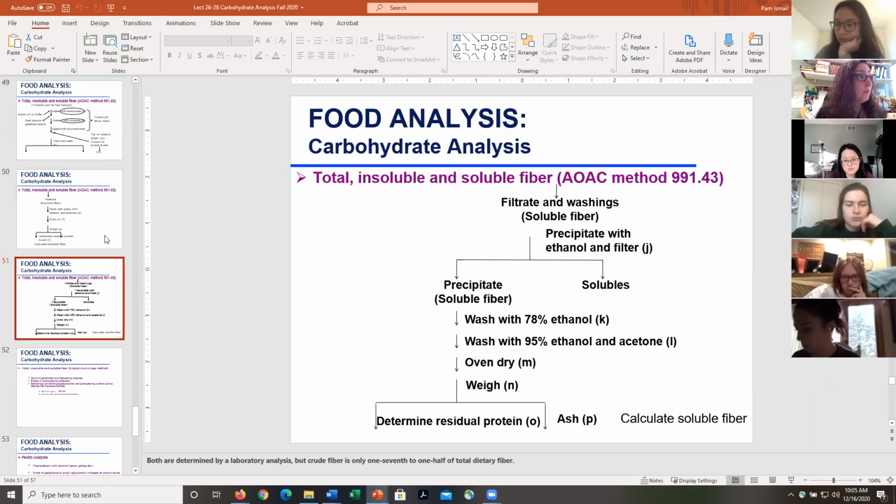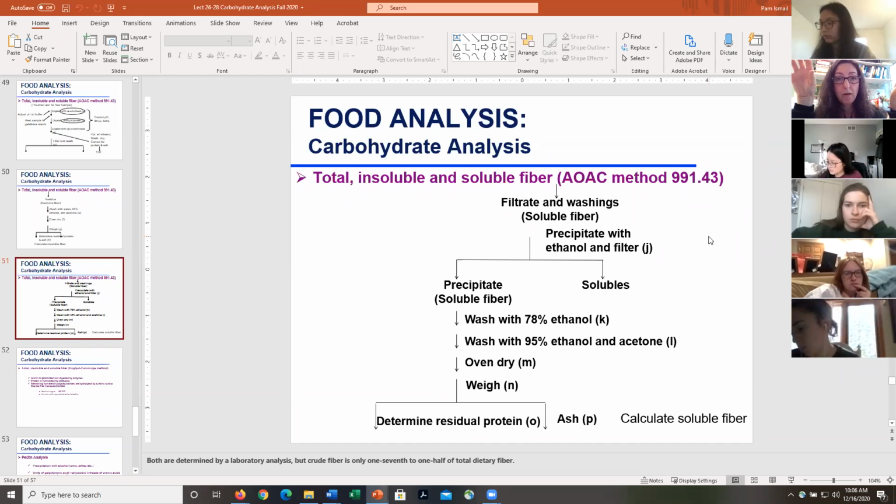To get the soluble fiber, you take everything that was soluble. And at that point, you would add ethanol, then the soluble fiber will precipitate and everything else will remain in solution. Your amino acids, your sugars, everything remain in solution, and your soluble fiber will precipitate. You wash, you dry, and then you get your soluble fiber. So now you have insoluble fiber and you have soluble fiber.